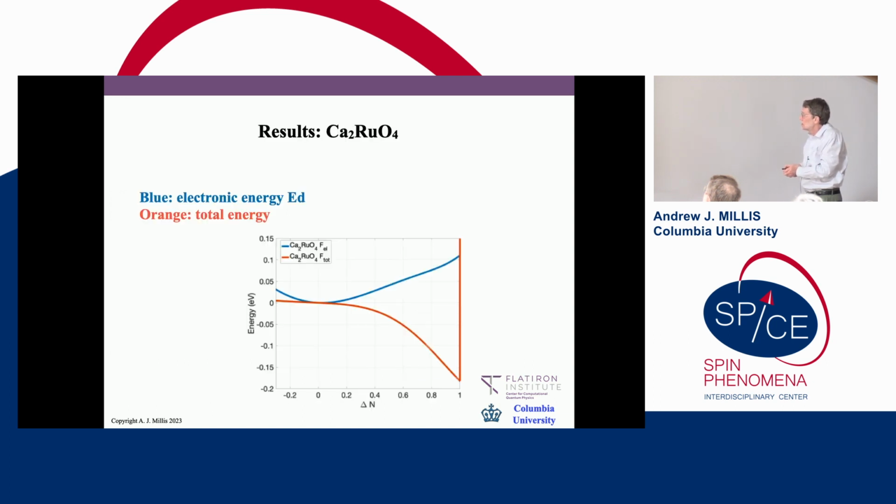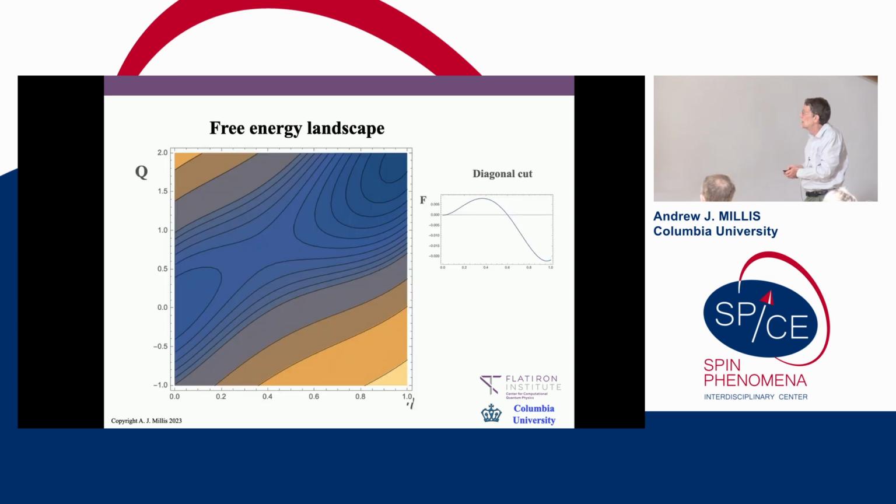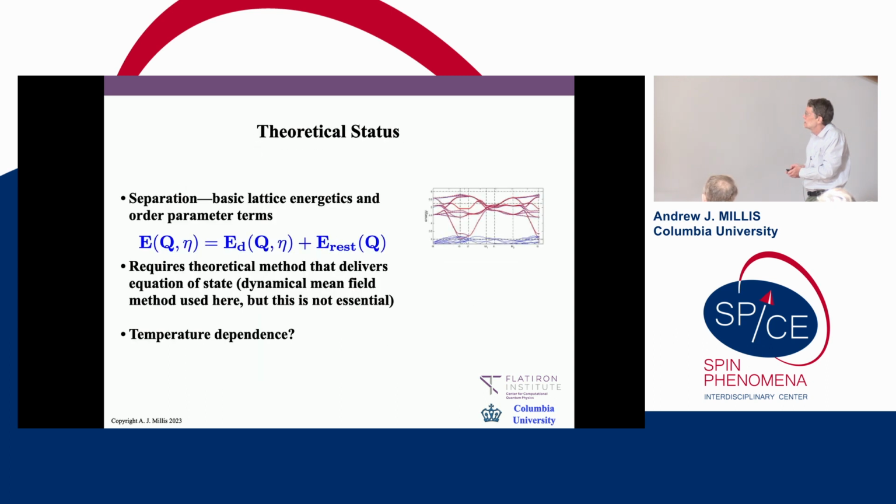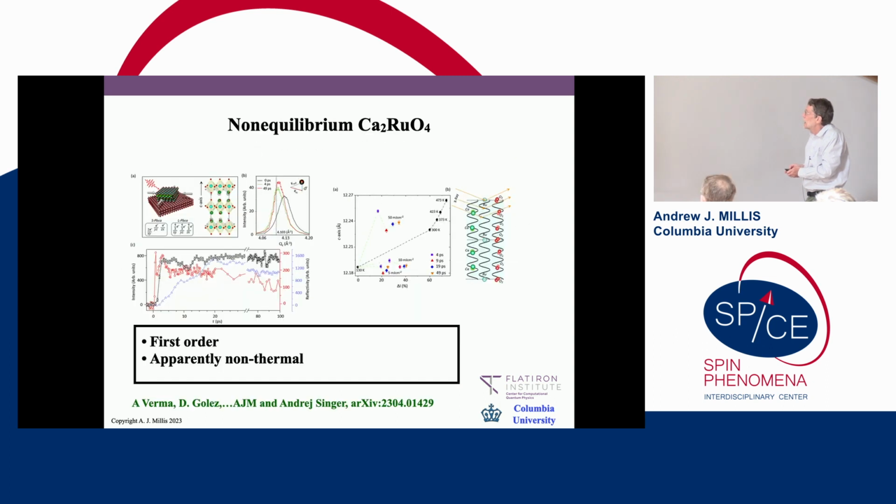More or less same story with calcium ruthenate. In purely electronic terms, the undistorted state is minimum. You get a strongly first-order transition, which gives you this free energy landscape. All right, so now in conclusion, let me again just skip over this and talk again about the non-equilibrium experiments.